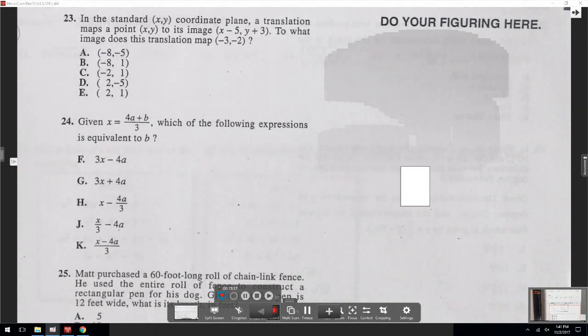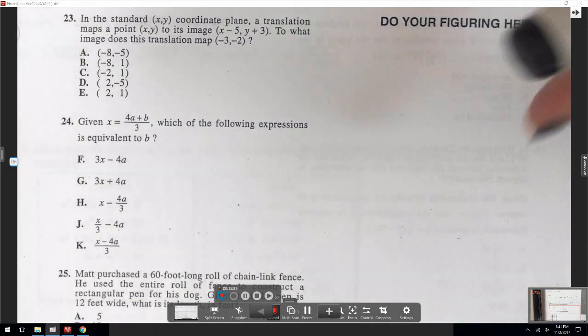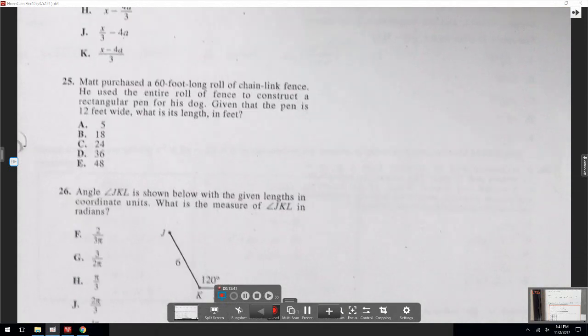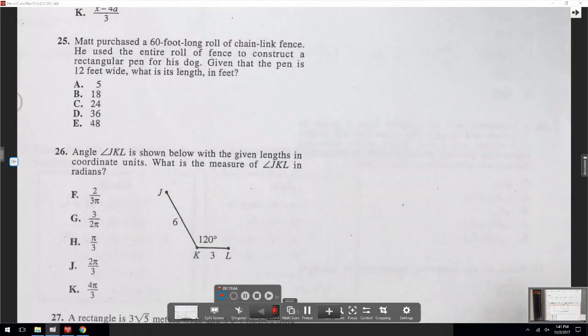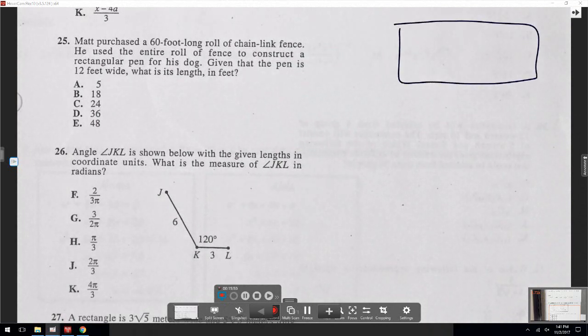Let's look at 25. Start with the question. What's the actual question saying? You've got a pen. Yes, that would be perimeter. Very good. And if we don't know the length, we put an X, right? Perimeter means to add. So if this one's 12, that means this one's 12. That gives you 24. And if this one's X, that means this one's X.